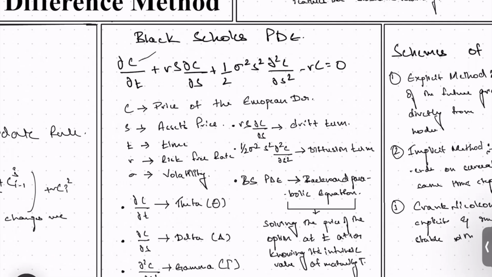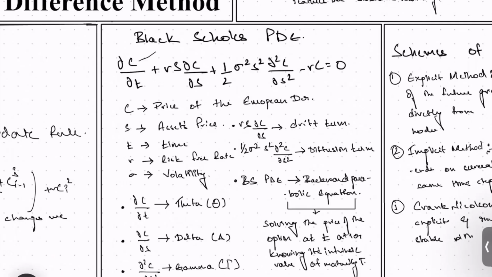Each term in the equation has a direct financial interpretation corresponding to the Greeks, which measure the sensitivity of the option's price to changes in the market parameters. The partial derivative of C with respect to t is theta, representing the rate of time decay of an option's value. The partial derivative of C with respect to S is delta, which measures the rate of change of the option price with respect to the price of the underlying asset. The second order partial derivative of C with respect to S is gamma, which represents the rate of change of delta with respect to the underlying stock's price.